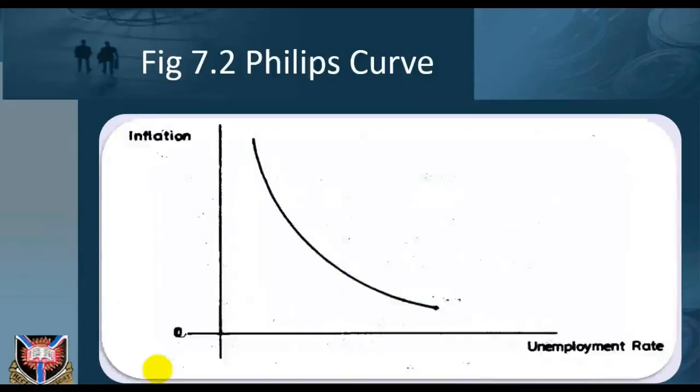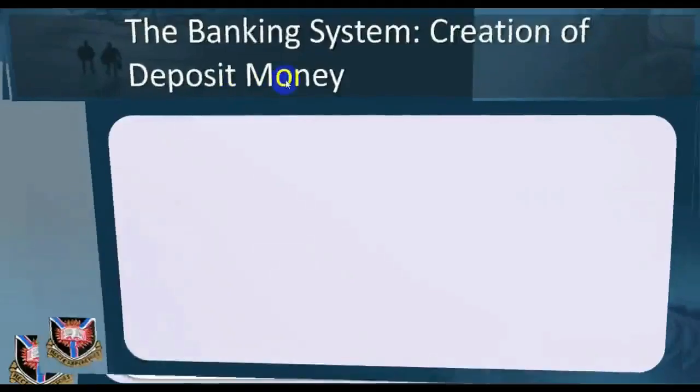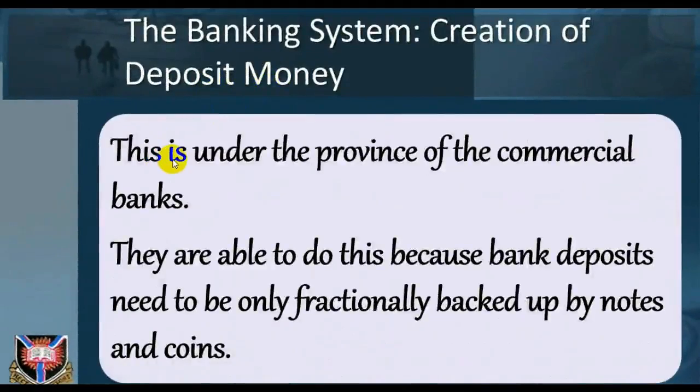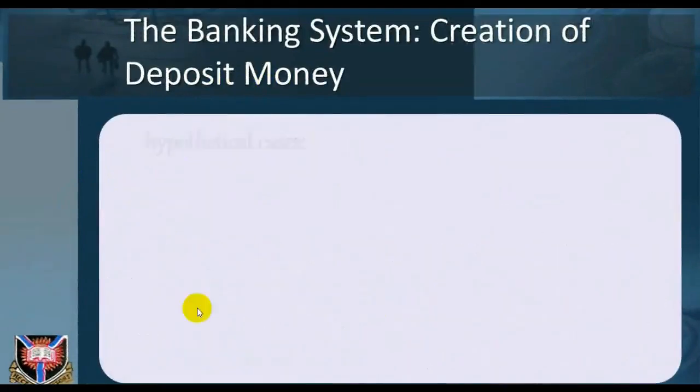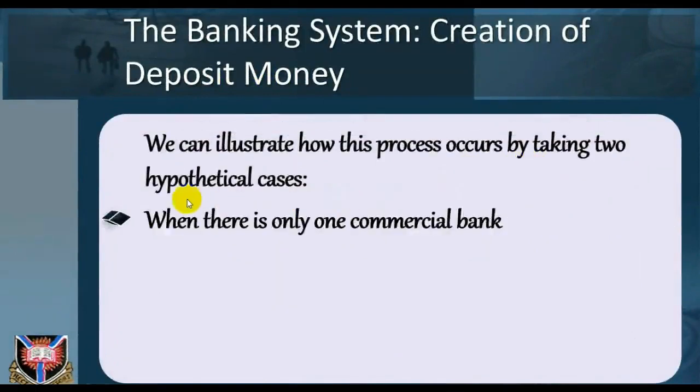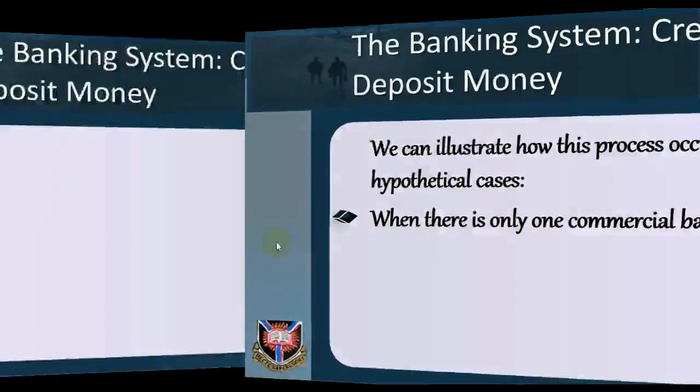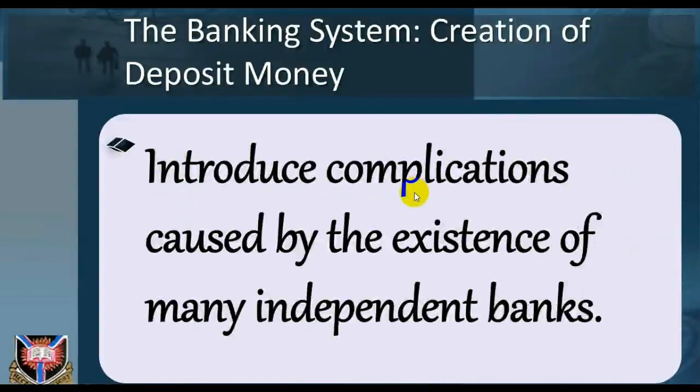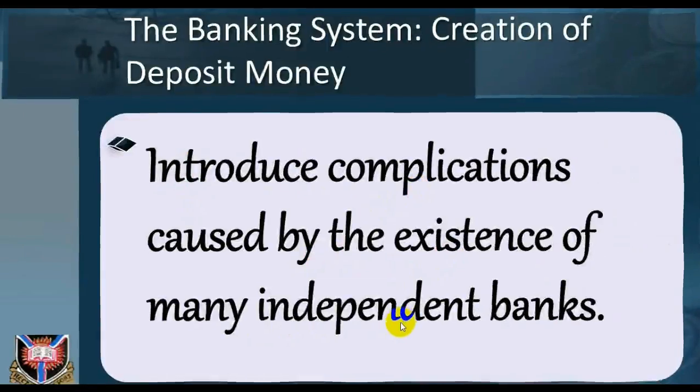Banking system. Creation of deposit money. This is under the province of the commercial banks. They are able to do this because bank deposits need to be only fractionally backed up by notes and coins. We can illustrate how this process occurs by taking two hypothetical cases. One, when there is only one commercial bank, and two, introduce complications caused by the existence of many independent banks. A single monopoly bank.